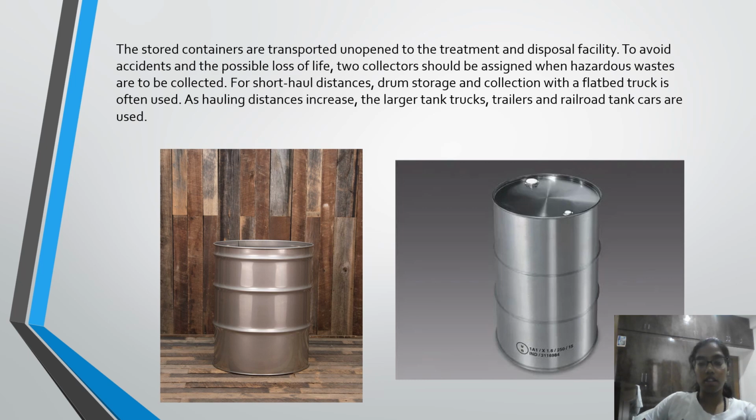So in both the diagrams you can see there are two drums. The first diagram is a light open head drum, and the second one is a light closed head drum. As the name suggests, the first one is open, and the second one is closed. These are used for short haul distances, and they're used to store the hazardous waste. As hauling distances increase, larger tank trucks, trailers, and railroad tank cars are often used.